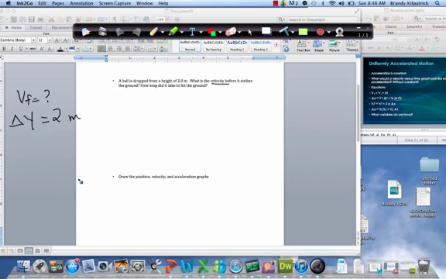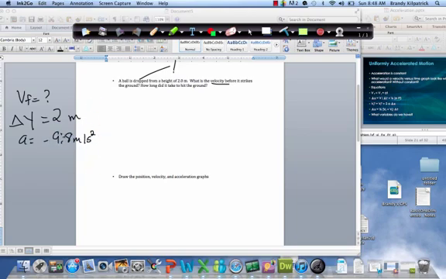So what is the velocity before it strikes the ground? Now it gives us more information, it's just implied. Because the ball is being dropped, we know acceleration is going to be negative 9.8.